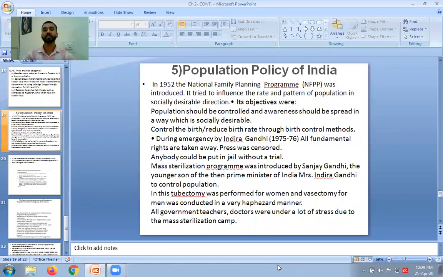Now you need to understand what sterilization is. Sterilization simply means permanent birth control, right? Permanent birth control is what sterilization is all about. And the sterilization method can be done in males and can be done in females, right? So mass sterilization was going on.